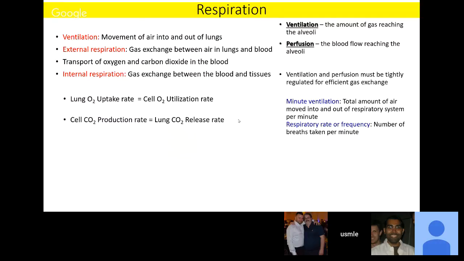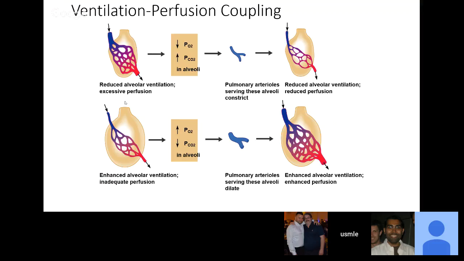Minute ventilation as well, the definition is the total amount of air moved into and out of the respiratory system per minute. And the respiratory rate or frequency is the number of breaths that you're going to have. Ventilation perfusion coupling is the exchange between the alveoli and the capillaries. So here you're going to have multiple shunts. If you have a decrease of oxygen, obviously you're going to have an increase of CO2.